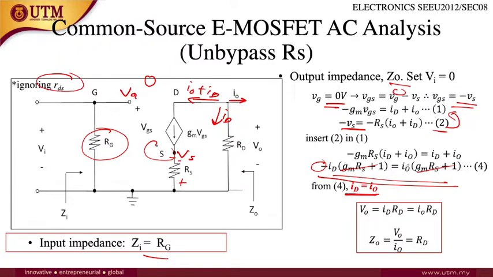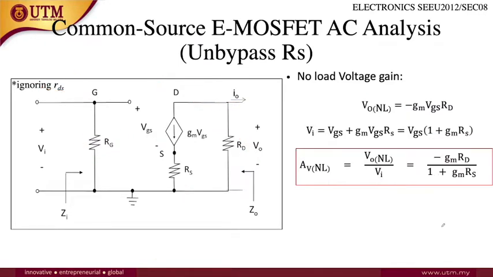So for VO here, which is parallel to this RD, VO is the same as VRD. So for VO, you can use either the ID value or the IO value. Both are the same, and you will get the value of VO. So ZO is equal to VO over IO, which is equal to RD. I hope this is clear. Maybe after this you can try to solve this equation again. Once you try, you will understand how it can be derived like this.